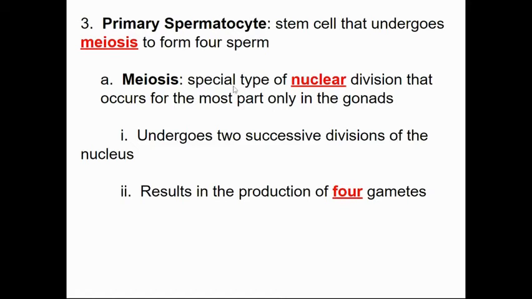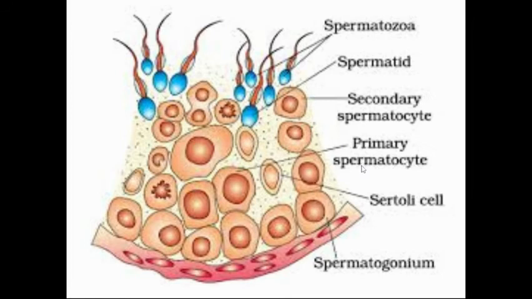What is meiosis? A special type of nuclear division. So nuclear division meaning in the nucleus of the cell. What's in the nucleus? That's your DNA. That's your chromosomes. So meiosis is something that only really occurs in the gonads. So whenever we talk about meiosis, we're really talking about making sperm or eggs. So in this case, we're talking about making sperm. So what's the end result? 4 gametes, 4 sex cells, 4 spermatids.